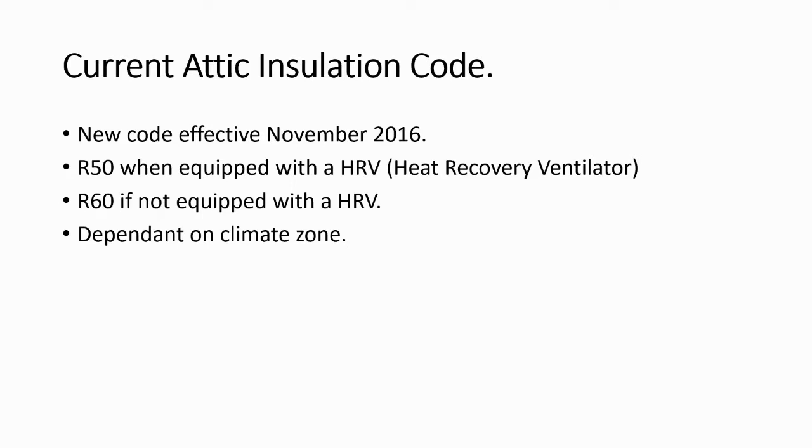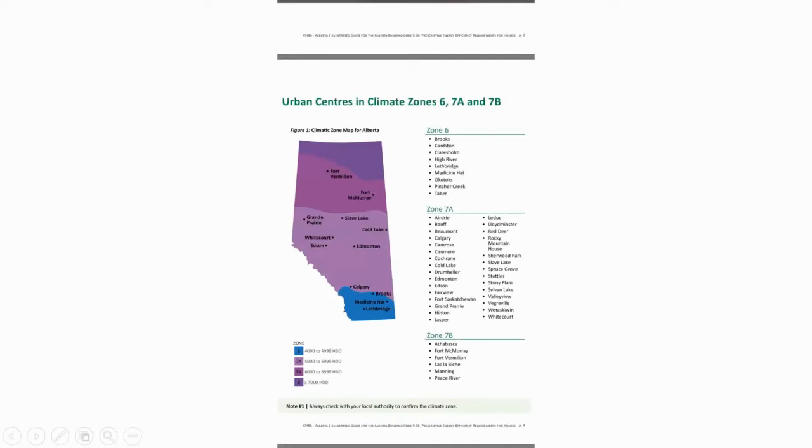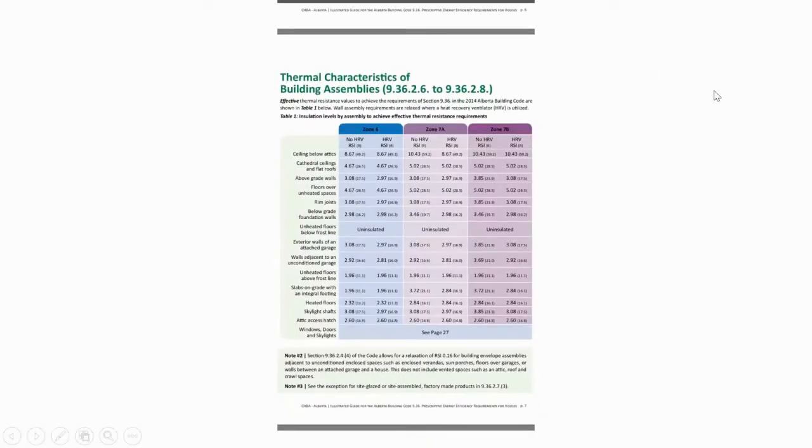This code is dependent on climate zones. So this is the climate zone map. Most people fall into that 7A there, which is the R50 and 60 levels. Down in the deep south, it falls to, I think, 40 and 50. It's a little hard to see, but the attic insulation code is at the top. The R values are in the little letters as well. This says 50, that's 60, that's 40, that's 50.